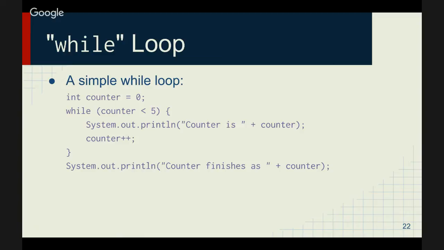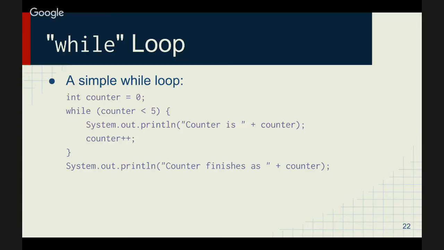Okay, so now we have counter is 1. While counter is less than 5, do we enter? Yep, it's 1. System.out.println, counter is 1. Counter plus plus. 2. Do we enter? Yes. 3. Yes. 4. Yes. 5. No. So at that point, we skip to the end. We carry on. We print counter finishes at, and what's this going to be? 5, right? Because 5 was the point at which it didn't enter the loop again. Cool. So that's what this prints.